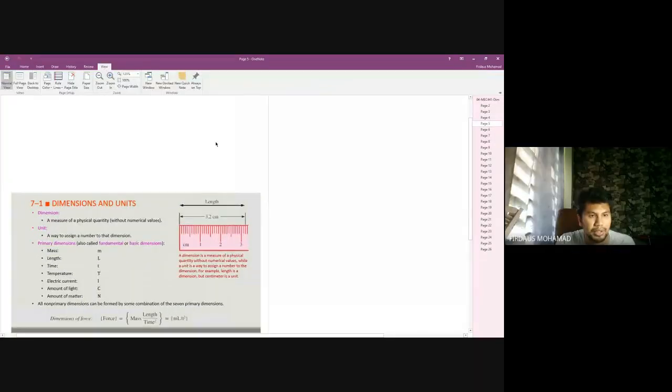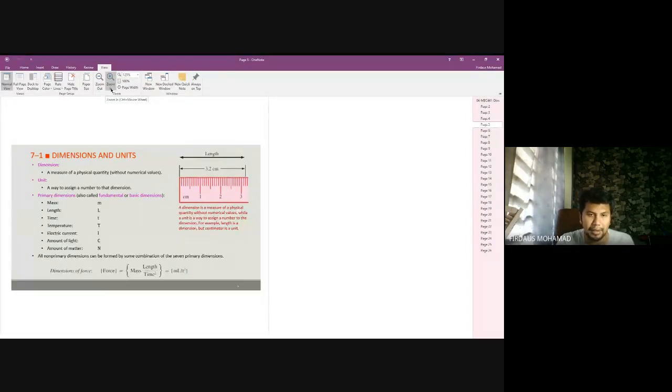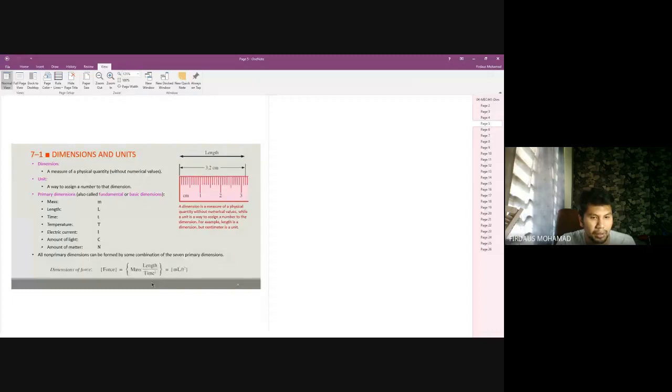Okay, so kita proceed dengan dimension and unit. Yang ni saya dah mention tadi, dimension dengan unit yang kita akan guna, mass, length, time, MLT punya sistem. Okay, so yang saya cakap ni, force equal to MA, MLT square. So this is MLT system.